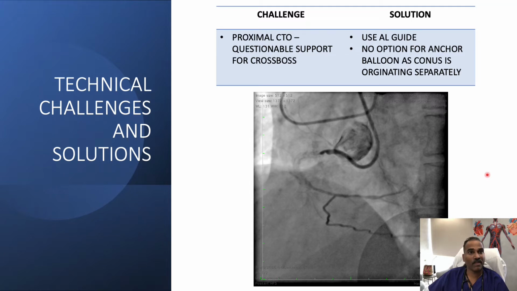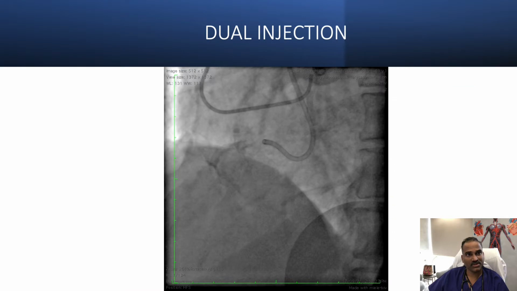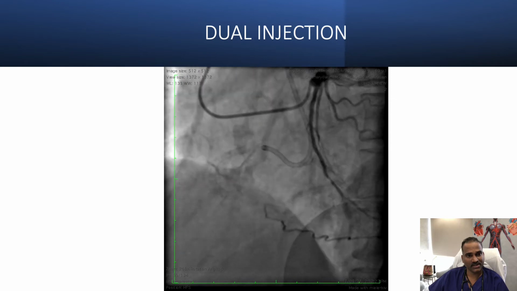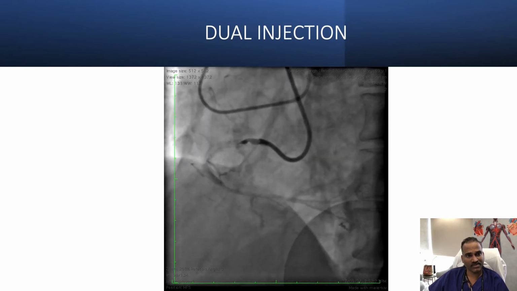Coming to the challenges in this case, it's a very proximal CTO, and there is no side branch. You can see here the conus is coming from the sinus, it's not coming from RCA, so it's not useful for the anchor balloon technique. So we may need to use a good support guide, that is AL, and we can't use anchor here. So that's the only challenge. And coming to dual injection, which I already discussed, there is a CTO of almost 70% of the stent.